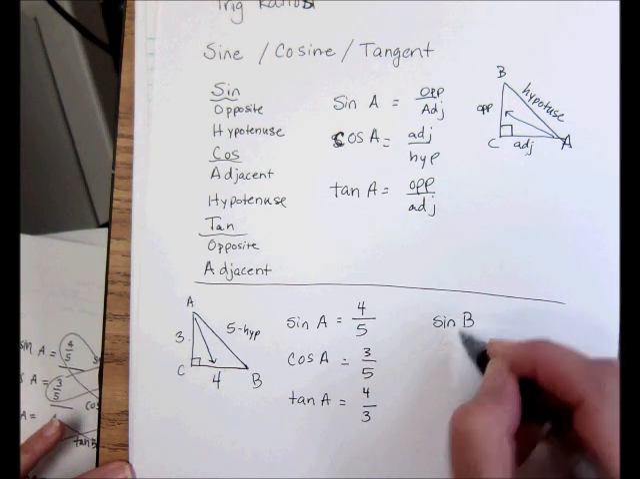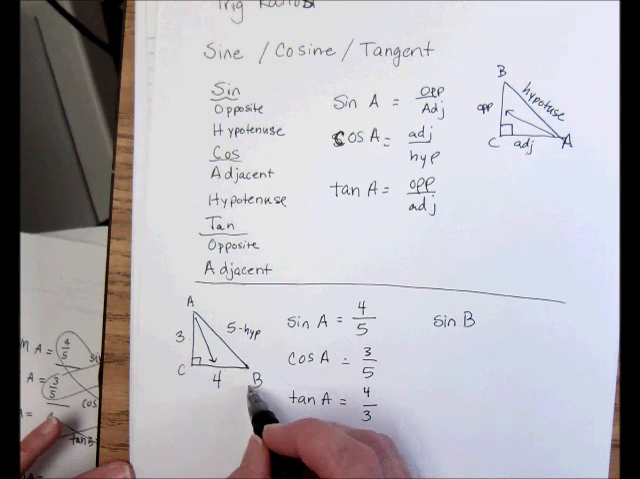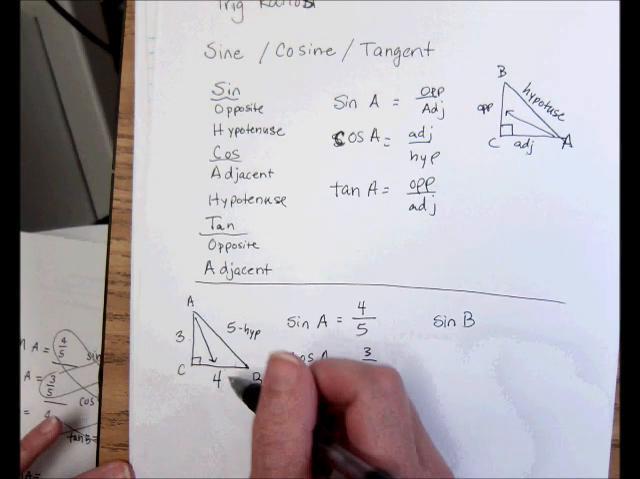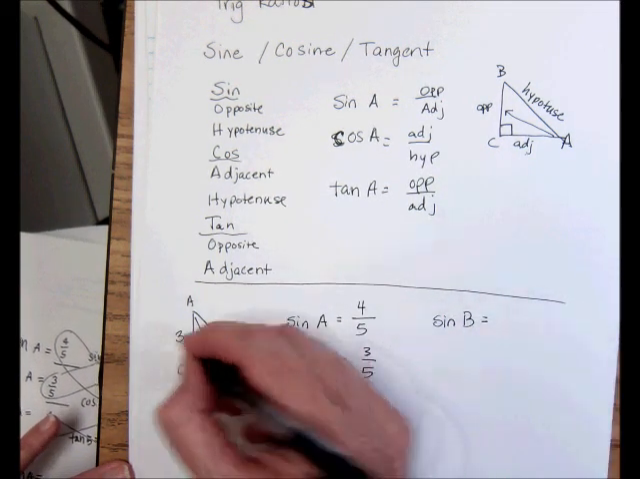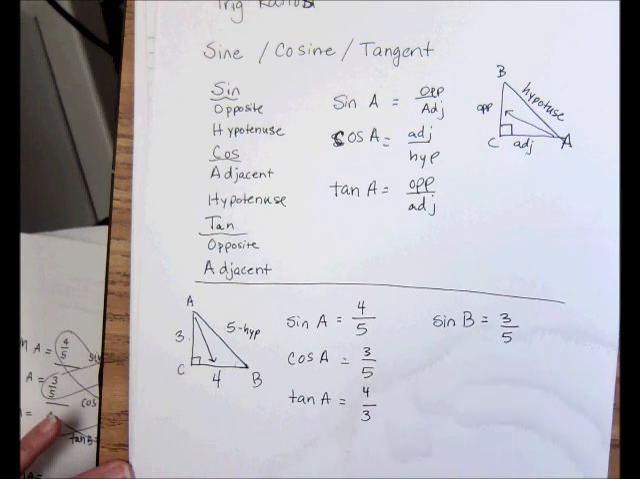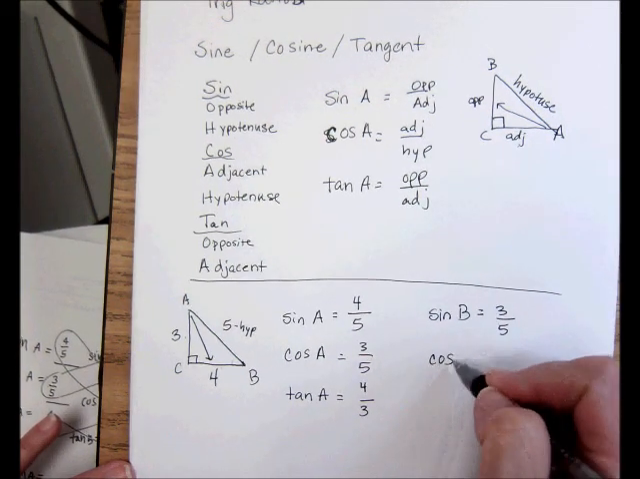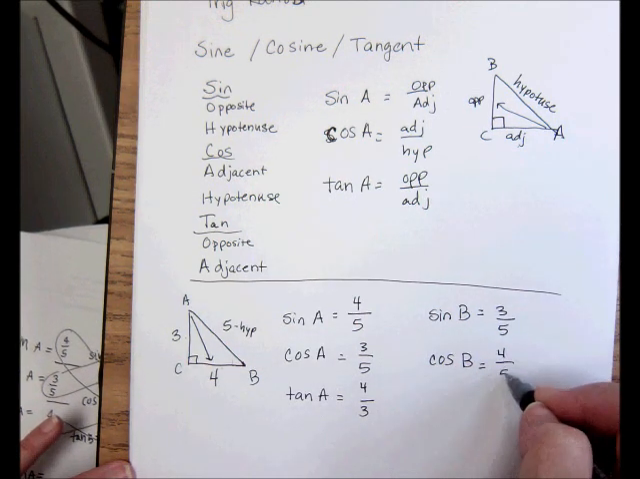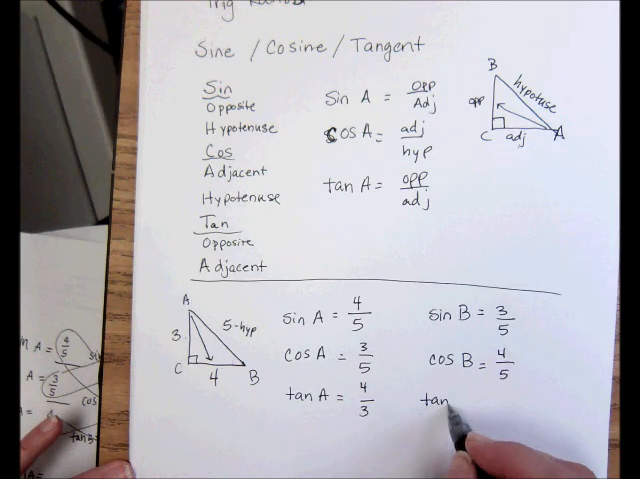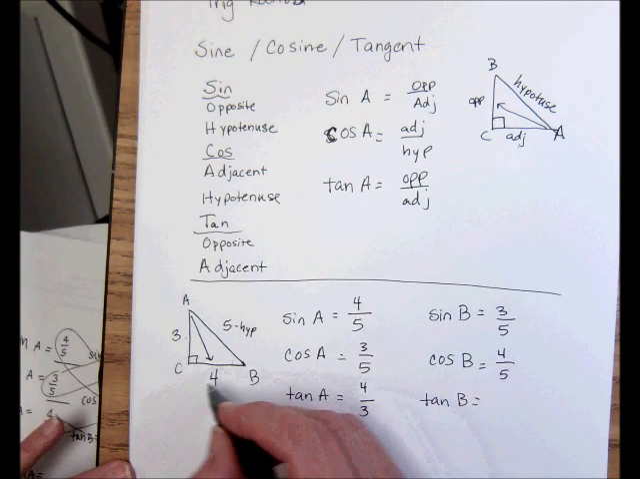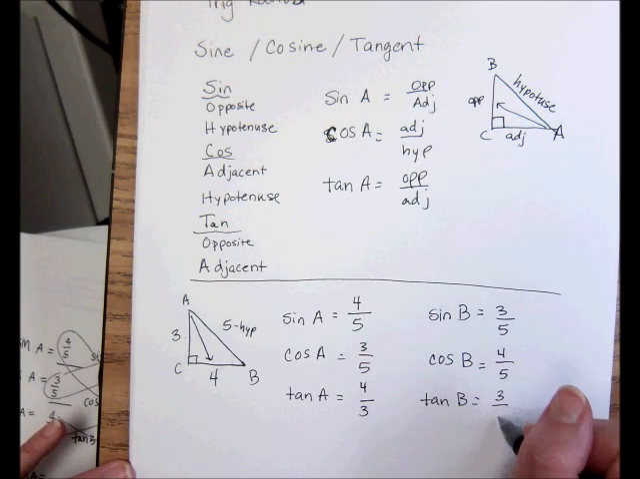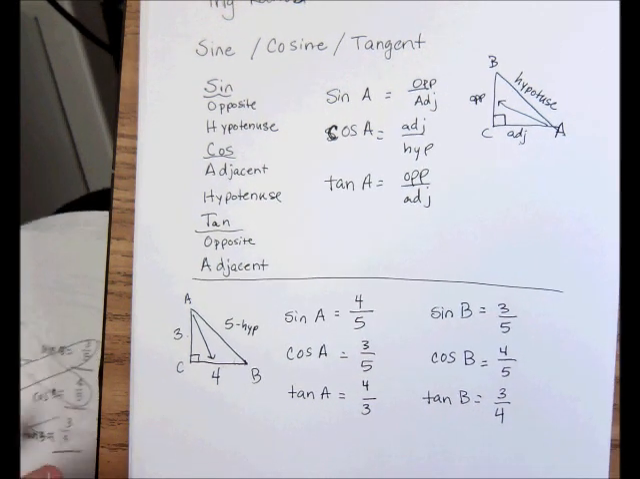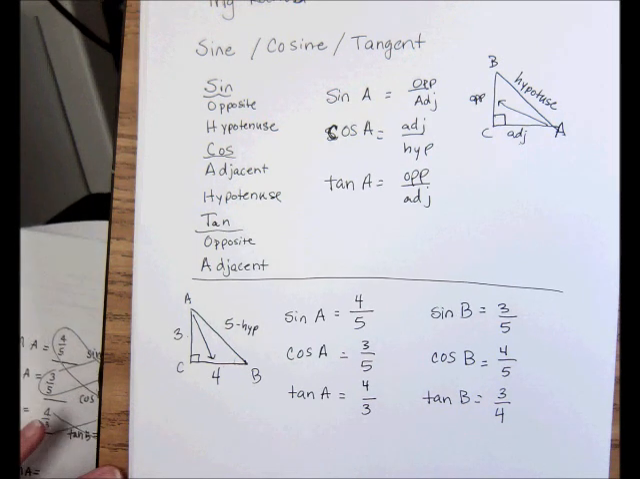We're going to talk about the other angle, which is B. So I'm going to be talking about this angle right here. The opposite to this angle would be 3, and my hypotenuse is still 5. The cosine of B is going to be the side that's adjacent over my hypotenuse of 5. And tangent of B is going to be my side opposite, which is 3, over my adjacent side, which is 4.